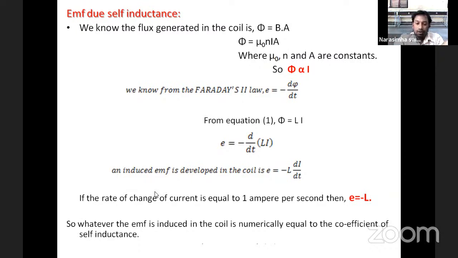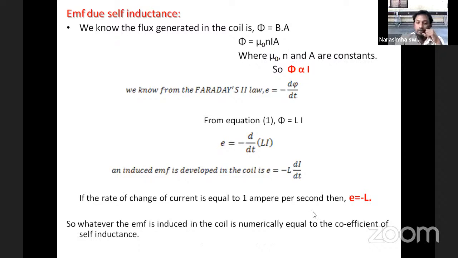So if the rate of change of current is equal to 1 ampere per second, observe this: di by dt is equal to 1, then what is remaining? Then E is equal to minus L. So what you observe here, L means what? Coefficient of self-inductance. So finally, whatever EMF is induced in the coil is numerically equal to the coefficient of self-inductance.